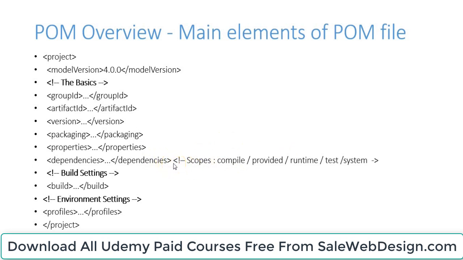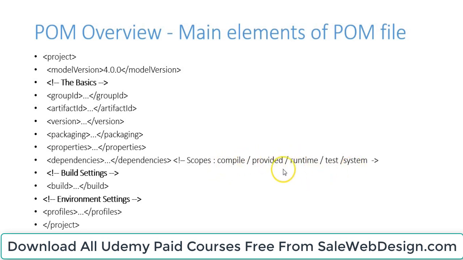When you specify your dependencies, you also need to specify their scope. There are 5 scopes available for dependencies. The first one is the compile scope, which is the default one. It is used if none is specified. Compile dependencies are available in all class paths.